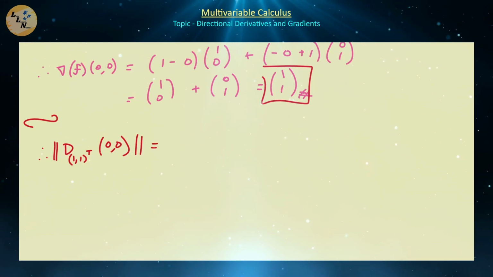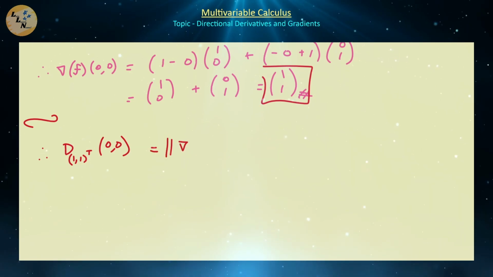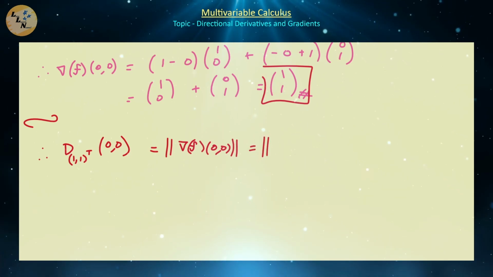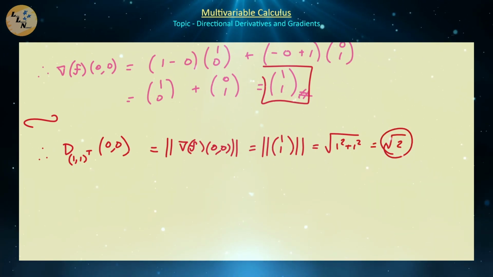is going to be equal to the norm, so let's just write that formally, the norm of the gradient of f at (0, 0), which is going to be equal to the norm of the vector (1, 1), which is the square root of 1 squared plus 1 squared, which is the square root of 2. Right? And that's how we can interpret and calculate the gradient of a function at a point, and also its magnitude.